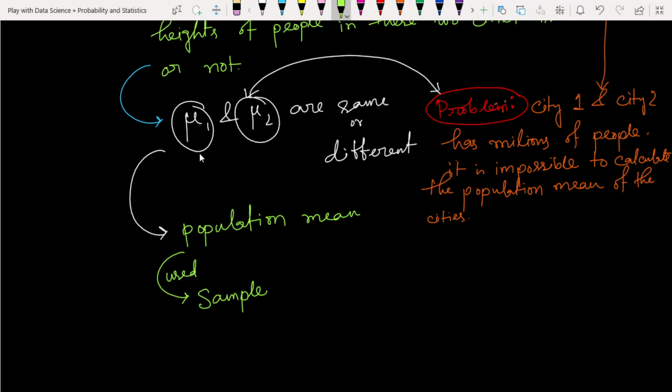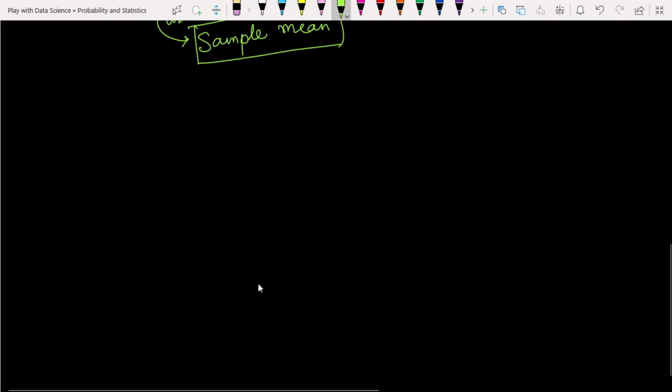These are the population mean, these are the population mean. So instead of using the population mean, we will use the sample mean here. That's the concept. Now let's first design the experiment. What are we going to do?